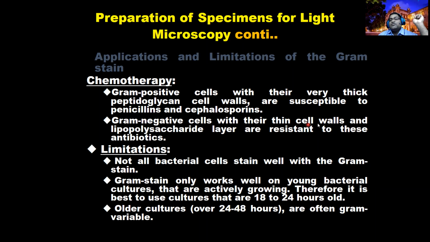Right? Gram negative cells have a very thin wall and lipopolysaccharide layers that are resistant to these antibiotics. If gram negative bacteria are there, doctors will not give these antibiotics; they will give another antibiotic, like Flagyl and other things. If your tooth is removed, the doctor will give some Flagyl. If there is a problem in the digestive tract, they will give Flagyl, because they are gram negative, anaerobic bacteria.